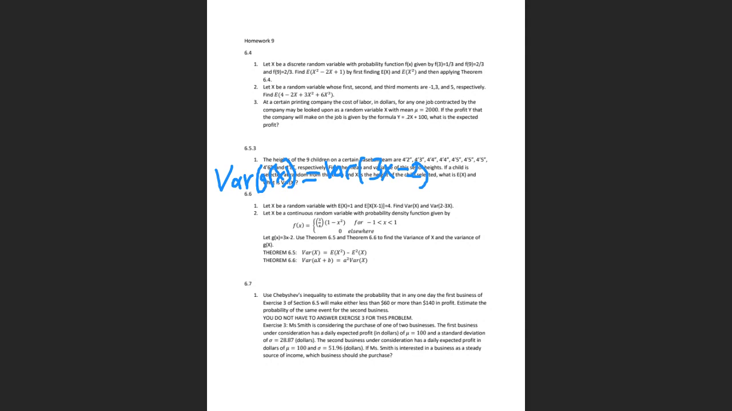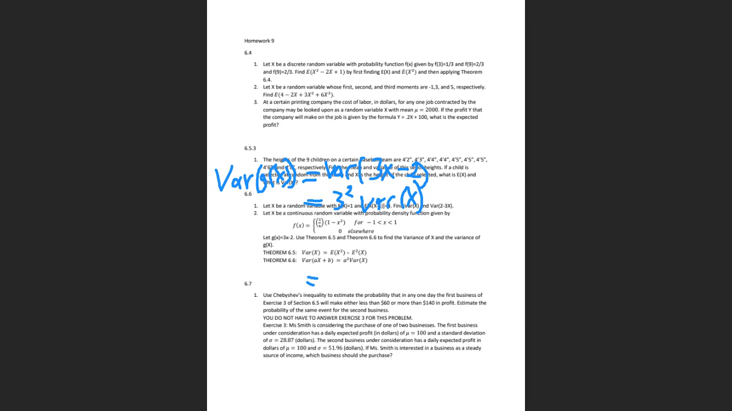So by theorem 6.6, it says the variance of ax plus b is a squared times the variance of x. Here, b is negative 2, so this is equal to a squared. A here is 3. This is equal to 3 squared times the variance of x. That makes sense? Yes.